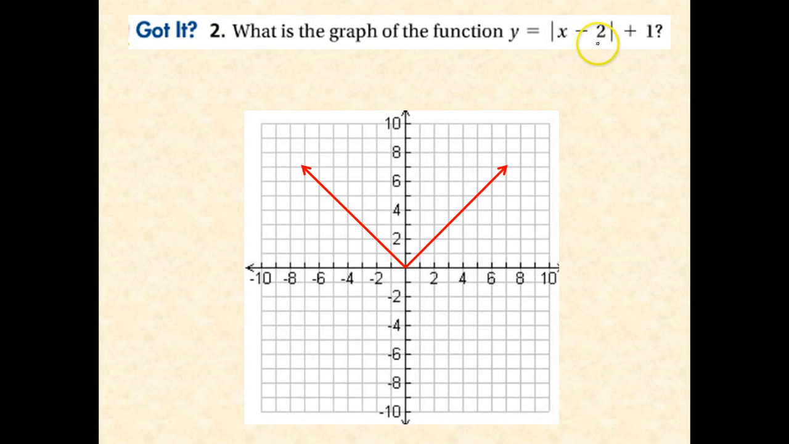Okay, so a minus 2 inside with the x is going to be right 2 units. And plus 1 on the end is up 1 unit. So our new vertex is at the point 2, 1. And that's the graph of that function. Cool.